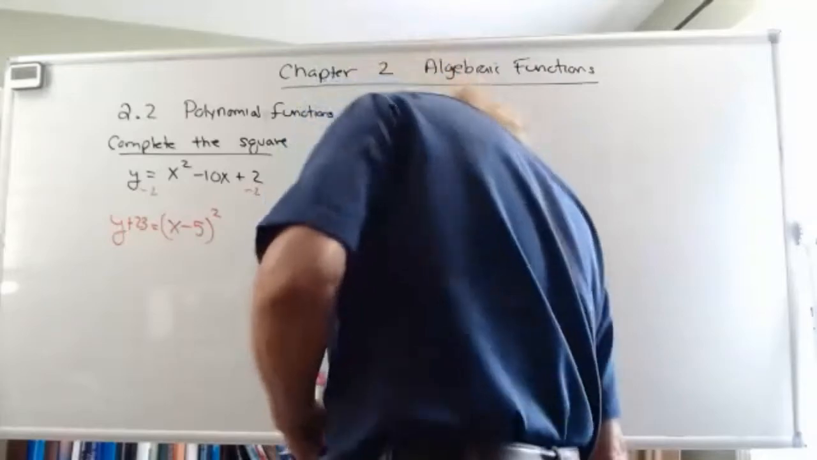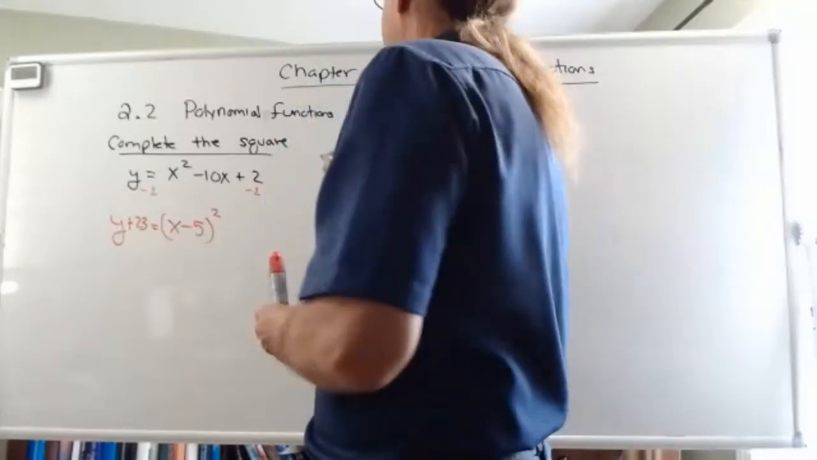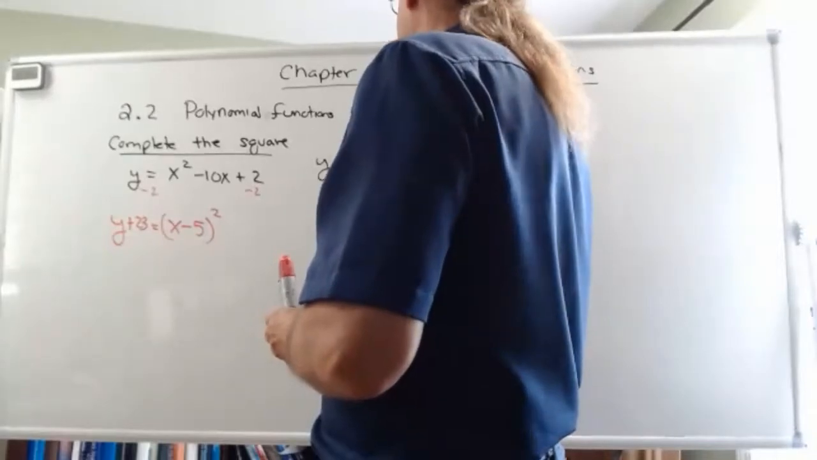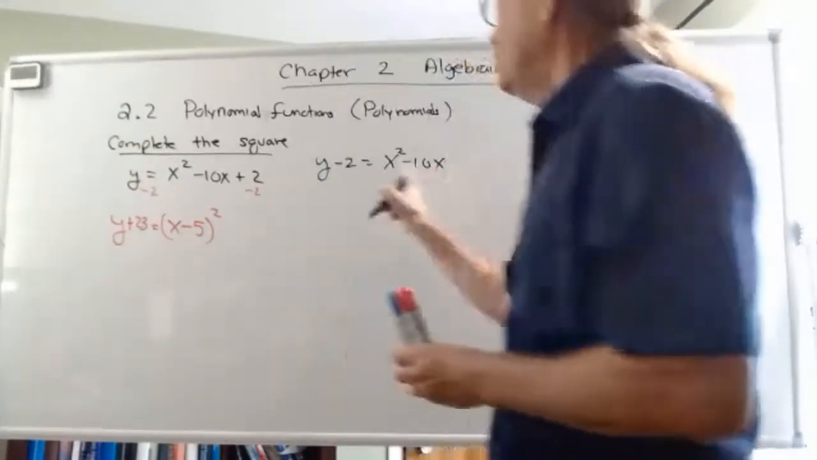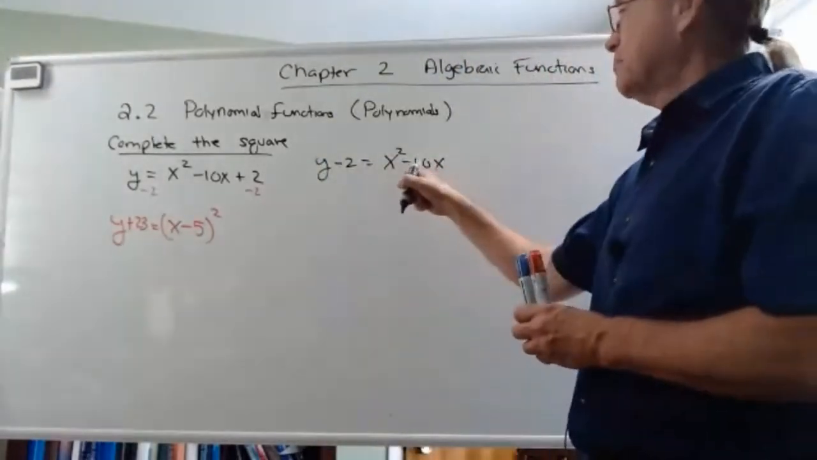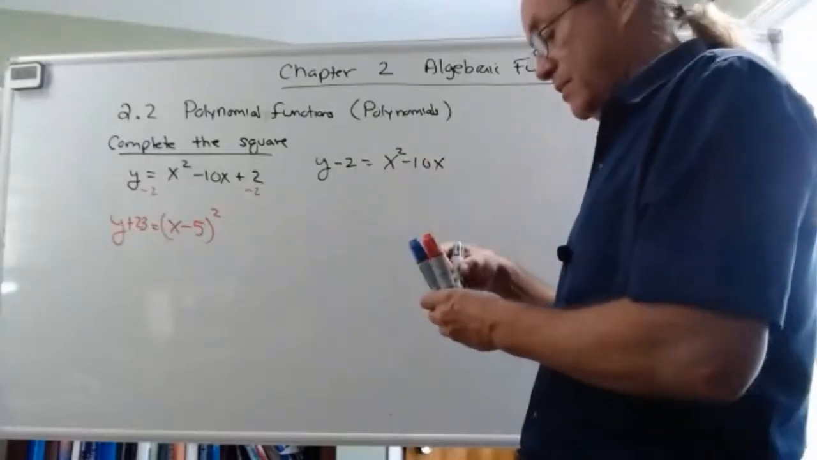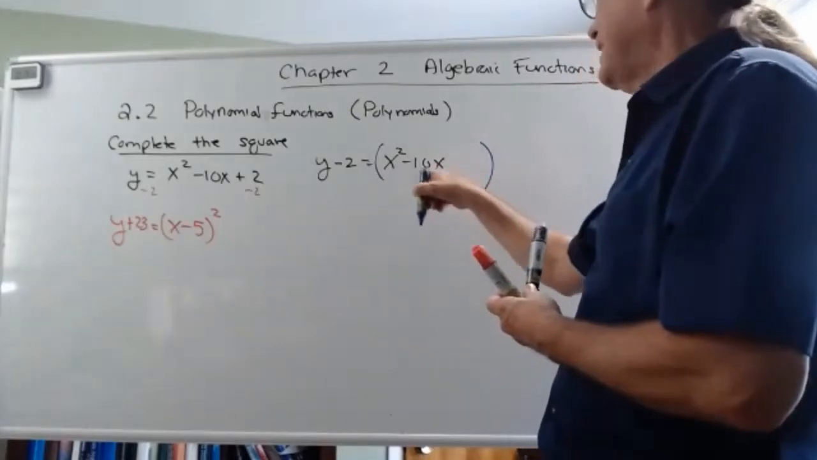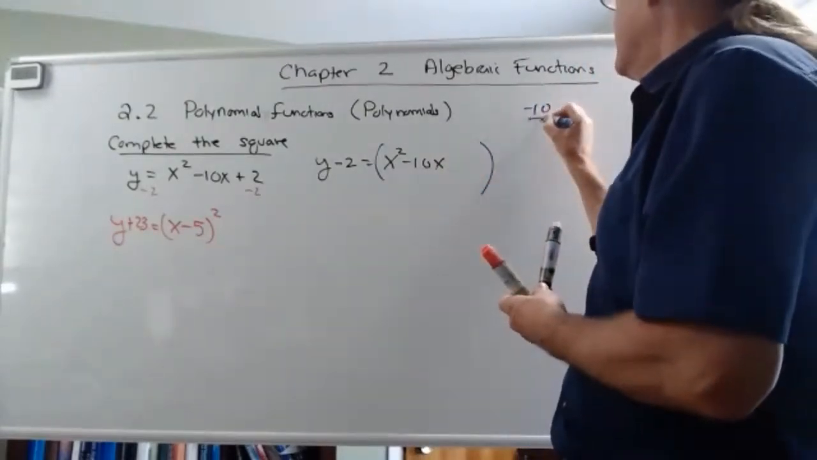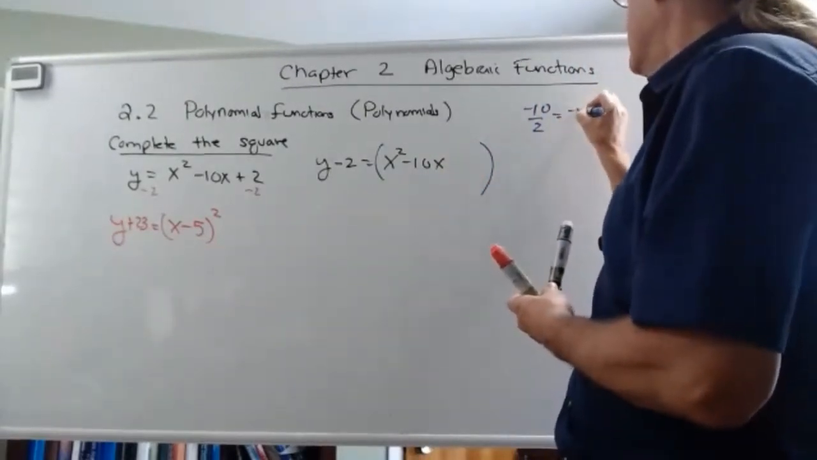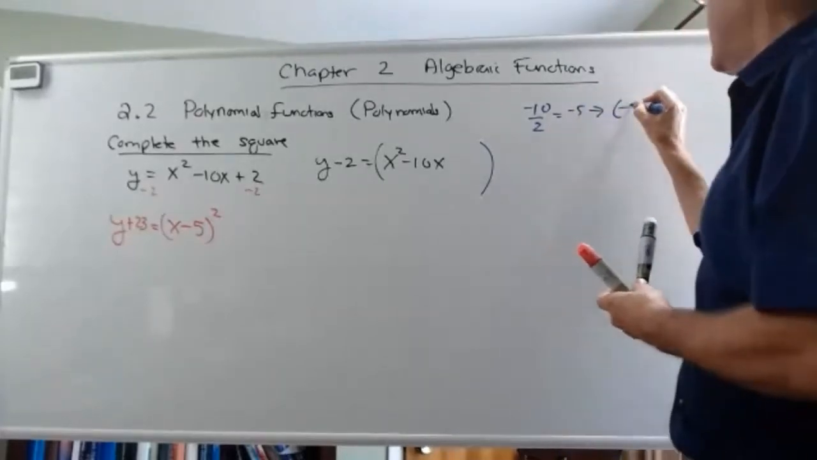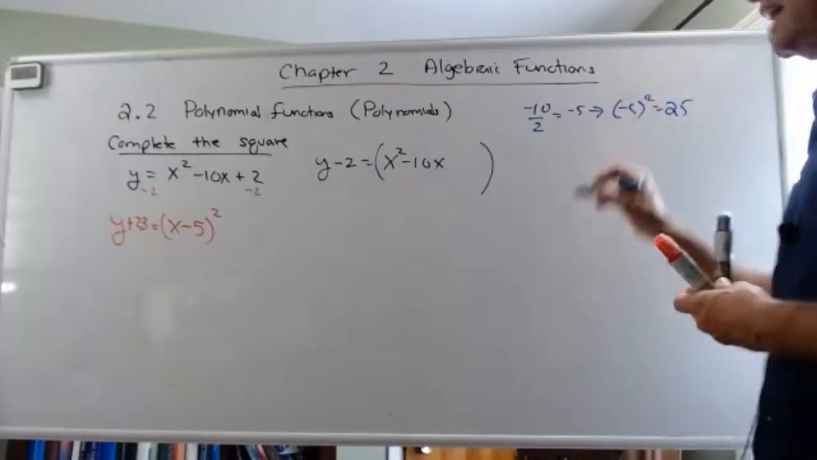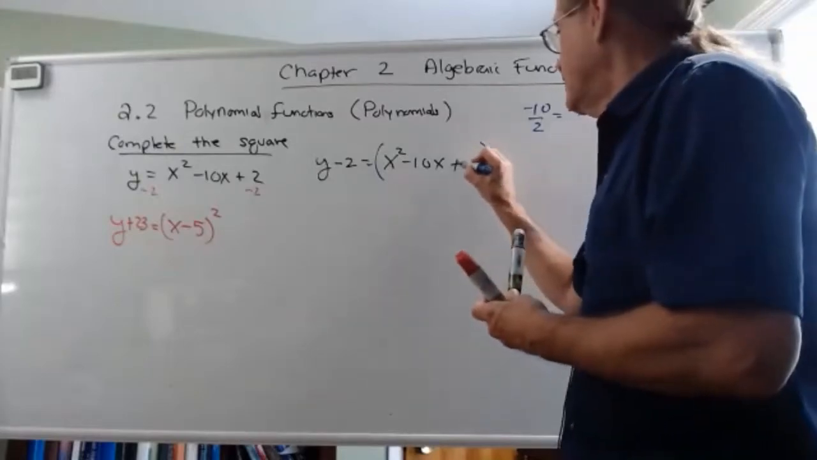So I now have y minus 2 is x squared minus 10x, 2 moved over. I'm going to complete the square on this. So what am I going to do? I want to put this in this thing. So I have to take that negative 10, divide it by 2, gets a negative 5, and then I square the negative 5. I get a positive 25. That's what I'm putting right here.